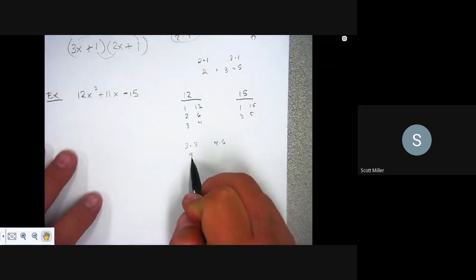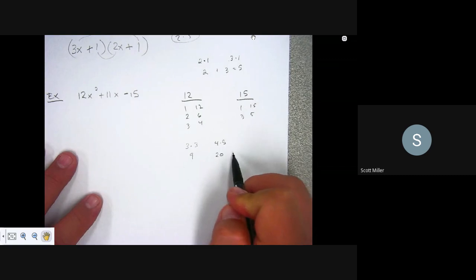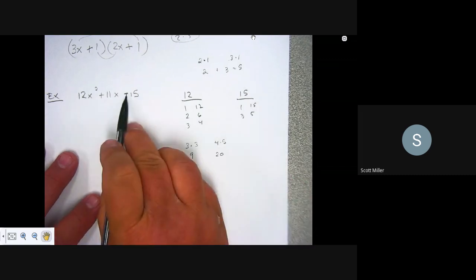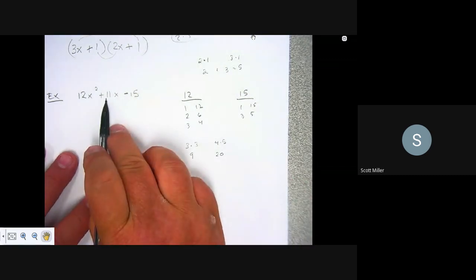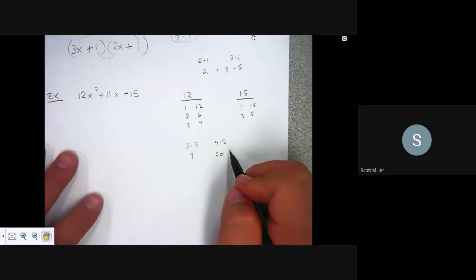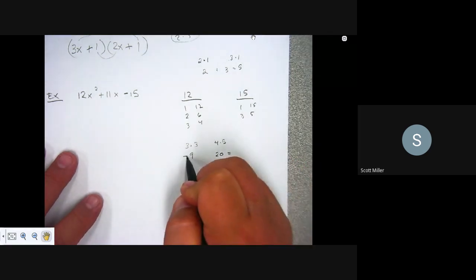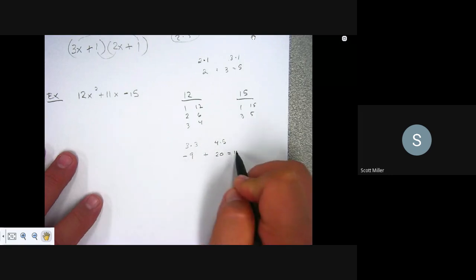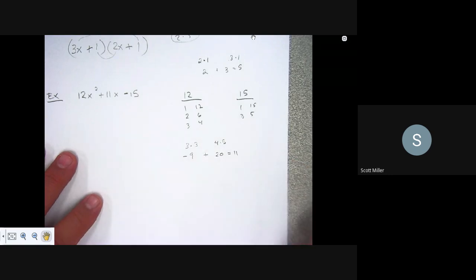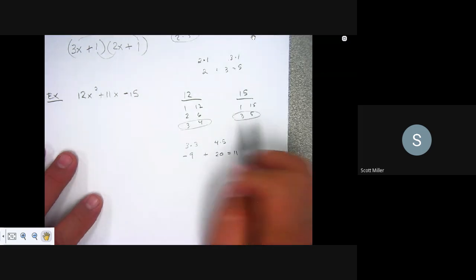This number is a 9. This number is a 20. And I need these two combined by subtraction to get an 11. Can I make that happen? It's either yes or no. Can I subtract these numbers and get 11? Yes. I need a positive 11, so that means the 9 has to be negative, the 20 has to be positive, and I get 11. This tells me then that those are my front numbers and those are my back numbers.